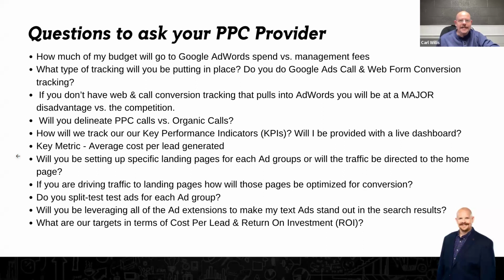Are you going to be able to delineate and distinguish between your pay-per-click calls and your organic calls? How will you track key performance indicators? And are you going to be provided with a live dashboard that gives you that information? One of the things we do for our clients is we have a 24-hour live dashboard, updates every 24 hours, so they can stay current on their KPIs. Key metrics: what's the average cost per lead generated? Will you be setting up a specific landing page for each ad group, or will the traffic be directed to the home page? And if you are driving traffic to landing pages, how will those pages be optimized for conversion?